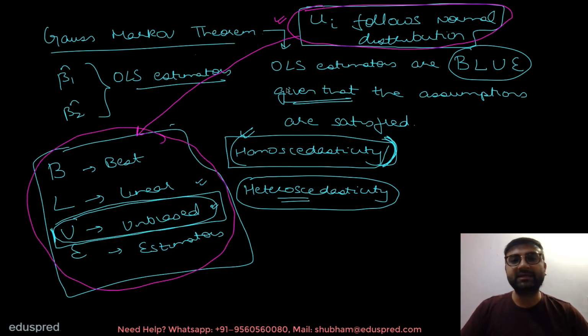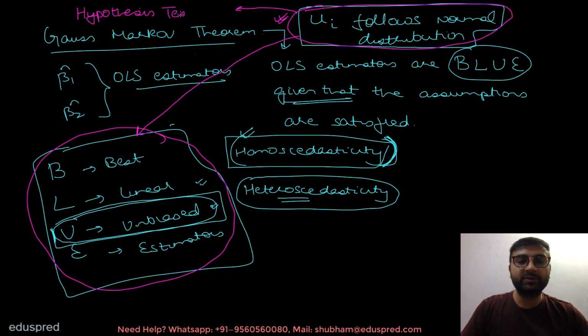It doesn't matter whether u_i follows a normal distribution or not. If the other assumptions are satisfied, then the OLS estimators are going to be BLUE. Now the question is, if this assumption is not required for OLS estimators to be BLUE, then why are we going to introduce this assumption? Well, the reason we introduce this assumption is that it helps us in hypothesis testing.